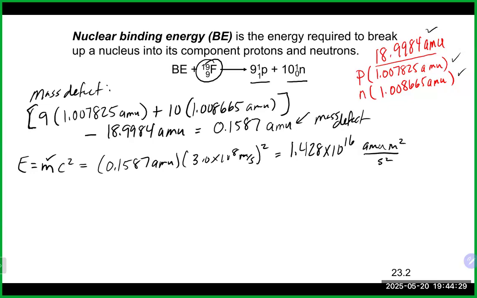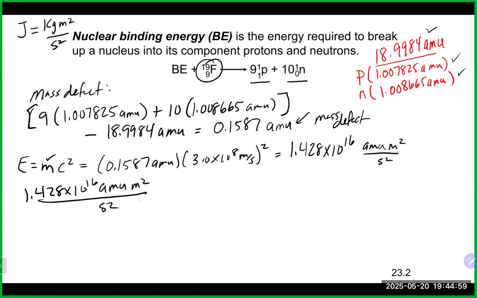Now, AMU times meter squared per second squared might look close to something a joule equals. Perhaps you remember a joule equals a kilogram meter squared per second squared. If not, let me tell you, it equals a kilogram meter squared per second squared in this case. So we can then take the value that we just got here and divide it by a number, which is 6.022 times 10 to the 26.